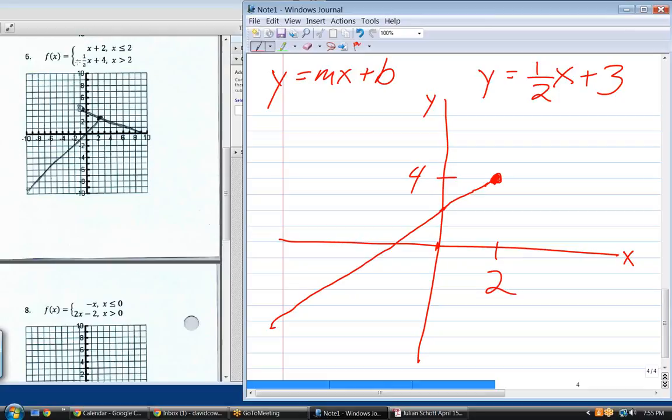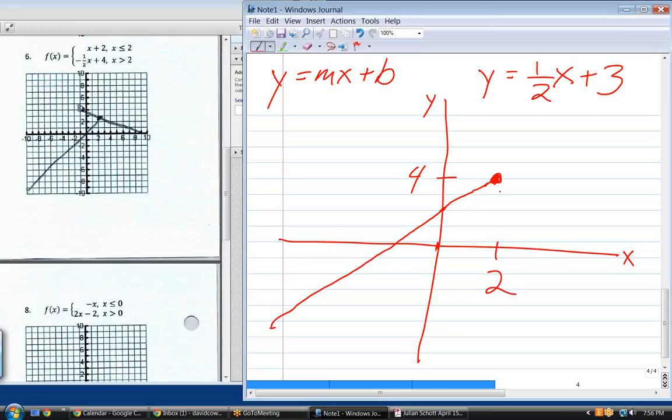Plug in 2 for x and give me what this number is. Remember, this is y. If we're going to start at x equal 2, then plug in 2 for x. You get minus 1/2 times 2, which is minus 1, plus 4, which is 3. So my y coordinate is 3.